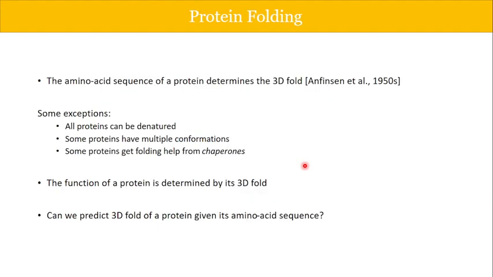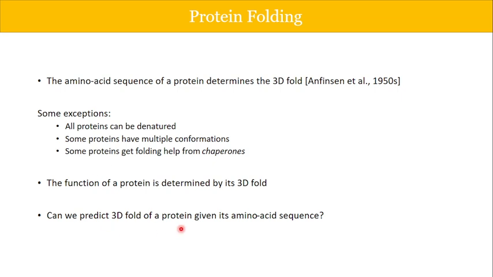So the protein folding problem states that the amino acid sequence of a protein determines the 3D fold, and this was said by Anfinsen. Some exceptions include that all proteins can be denatured, some proteins have multiple conformations, and some proteins get folding help from chaperones. So the function of a protein is determined by its 3D fold.